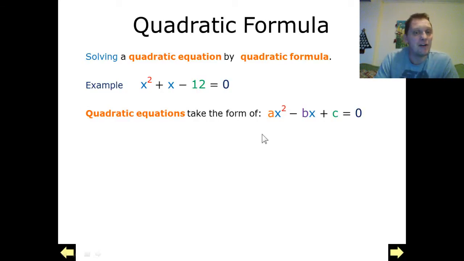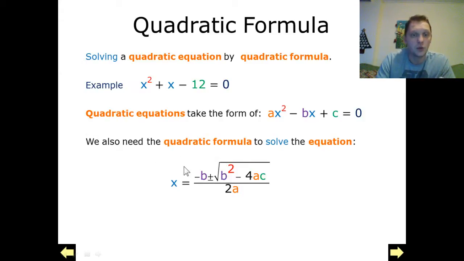Now something that we need to bear in mind is that these quadratic equations take this form: ax squared plus bx plus c equals 0. This is going to be used actually within the quadratic formula. So here's the quadratic formula: x equals minus b plus or minus the square root of b squared minus 4ac all over 2a. Now the a comes from the number in front of our x squared, the b comes from the number in front of our x, and the c is our constant.